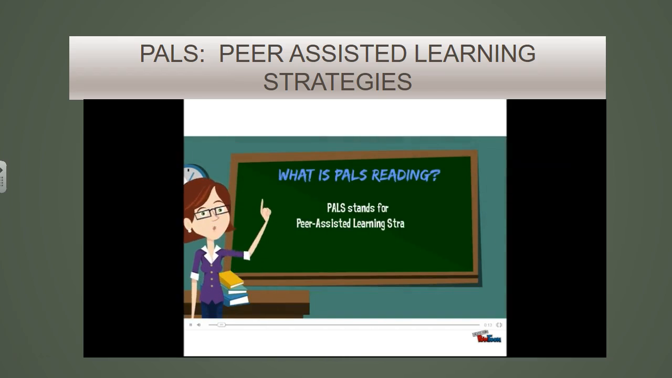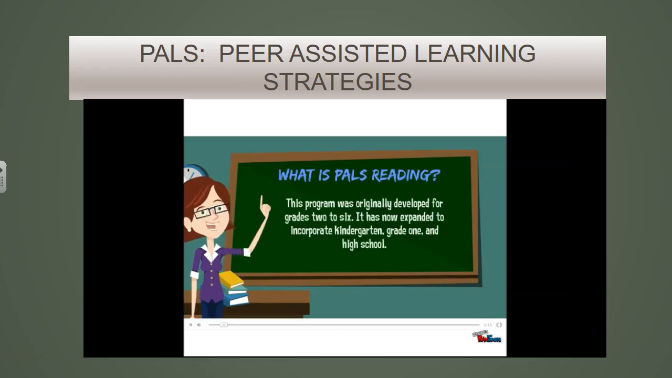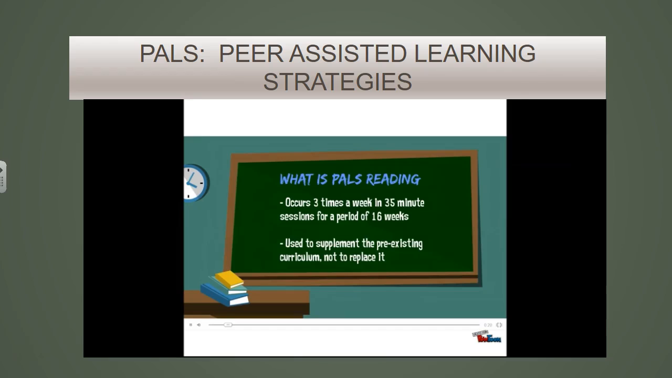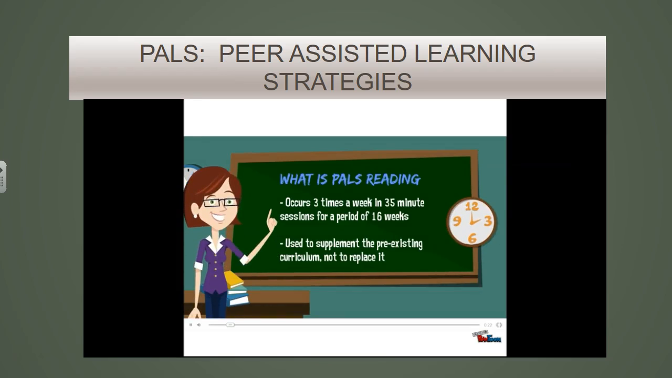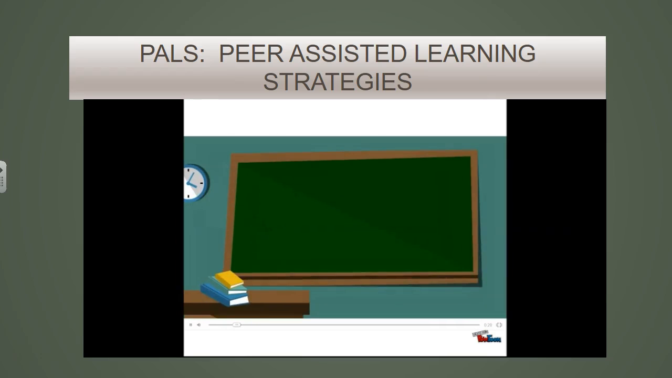The Peer-Assisted Learning Strategies PALS reading program was originally developed for grades 2 to 6. It is now expanded to incorporate kindergarten, grade 1, and high school. Usually, PALS reading occurs 3 times a week for 35-minute sessions for a period of 16 weeks. The program is used to supplement the pre-existing curriculum, not to replace it.